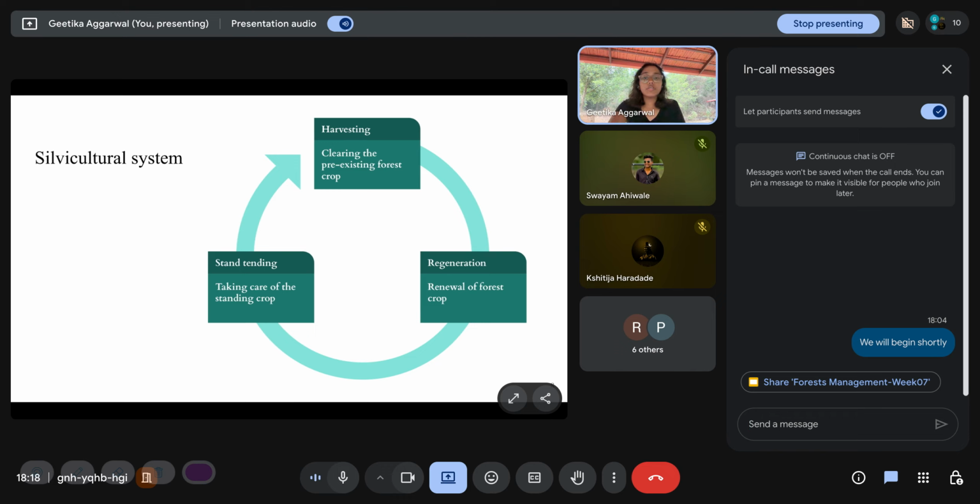And then the next step would be renewal of the forest crop, which is called regeneration. So you carry out certain regeneration techniques in order to renew the forest crop in that area which you've already harvested. And then the last one would be tending to the crop. So whatever crop you have regenerated or just renewed in that area, you have to take care of the standing crop. So that's called tending. So that's basically a silvicultural system.